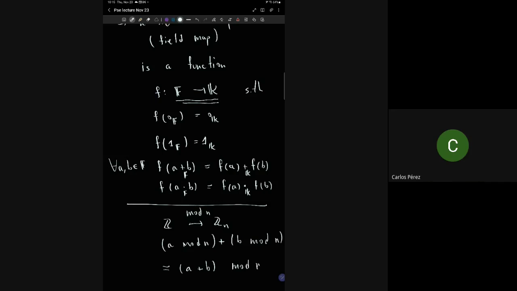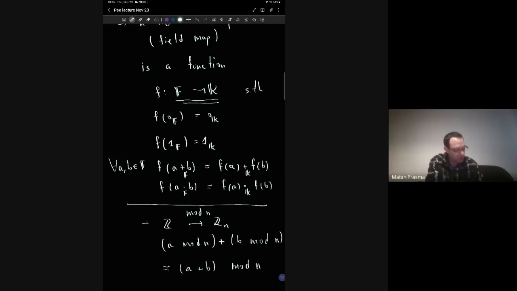So this is a homomorphism, a group homomorphism, or a group map. It's compatible with the only operation that I have in a group, which in this case is addition, or addition modulo n. These groups are not the same. You have a homomorphism, but they are not the same.